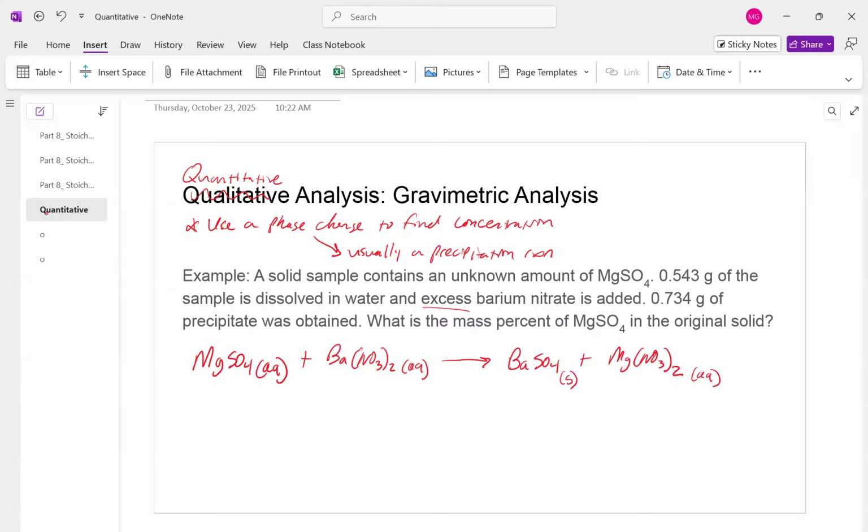And then the question is, what is the mass percent of magnesium sulfate in the original solid? So let's refresh what mass percent is. It's grams of solute over grams of solution. Well, the 0.543 here is our quote unquote solution. That's the sample. And this is essentially what we want to get to.